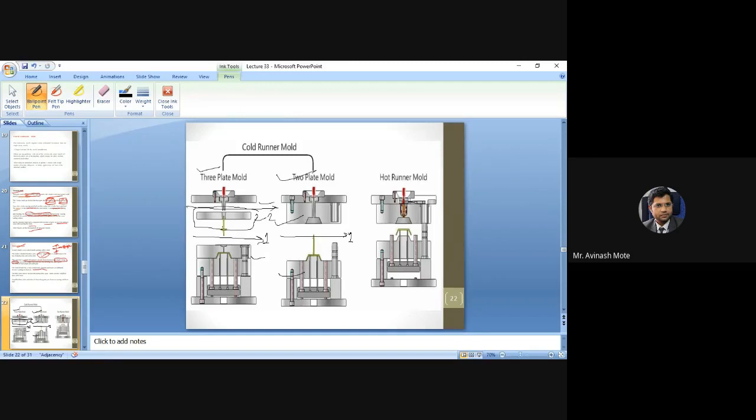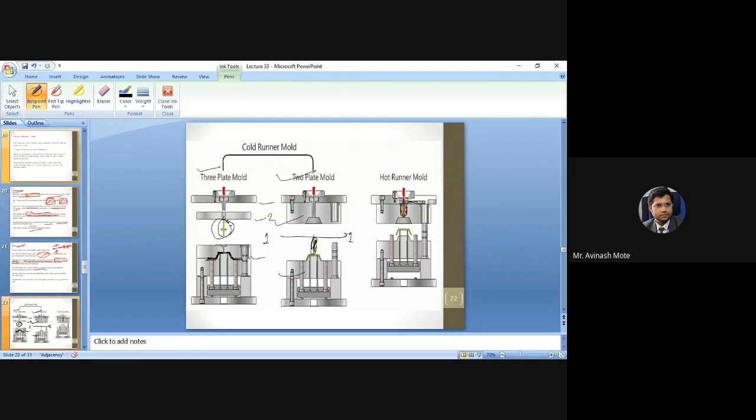Now in case of three plate mold, this sprue or runner mechanism is given separately. So what will happen? These impressions of this mechanism will not be there on this product surface. Here is the product. Are you getting it? On this surface you will not get the impression of this gating system, but in case of two plate mold there will be impression of this gating system.